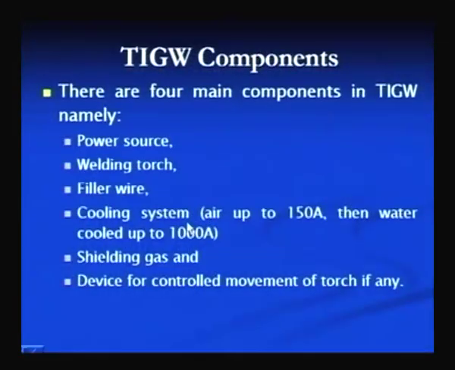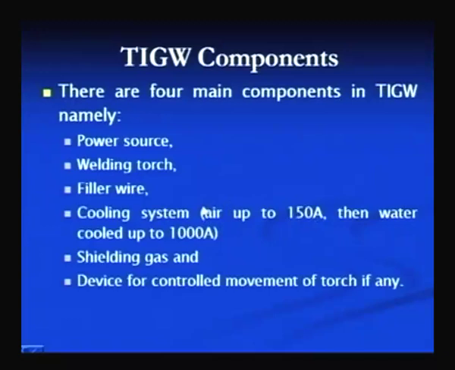The cooling system is also very important in the tungsten inert gas welding process, where the cooling systems can be of air cooled type or water cooled type. Normally, for low current range welding torches, up to 150 ampere, air cooling is used, and for higher current range welding torches, water cooling systems are used, so that the welding torch can be maintained within the specified safe limits. Shielding gas helps to protect the weld pool and the tungsten electrode from atmospheric contamination.